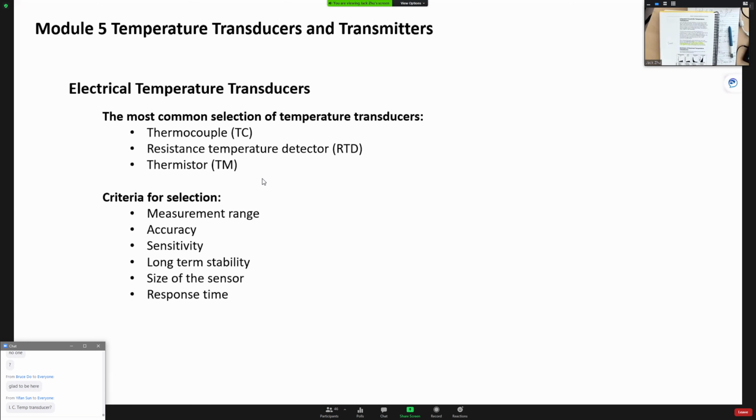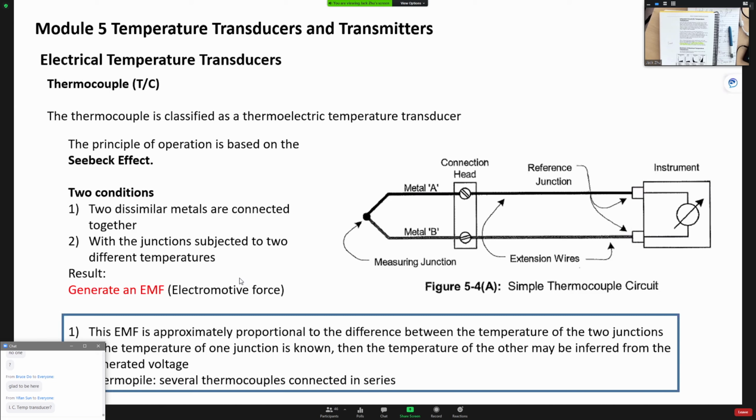To choose whichever one you want to use, you have to look in detail at which one has the measurement range matching your requirement, the accuracy, and the sensitivity. Those are all important things. The first thing we're going to talk about is the thermocouple. I think I showed you a thermocouple before, in module 2, when we were talking about transducers. The thermocouple is considered a thermoelectrical temperature transducer.